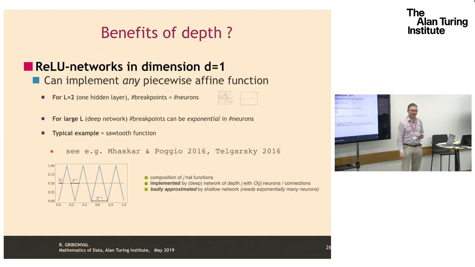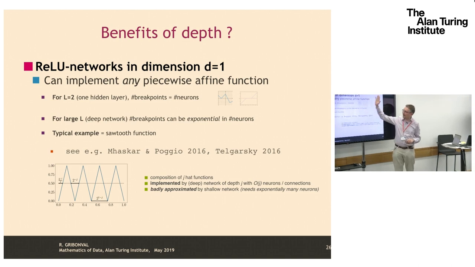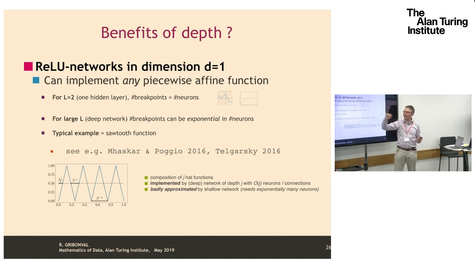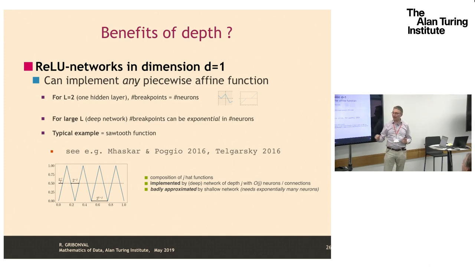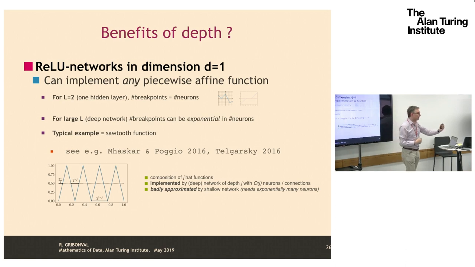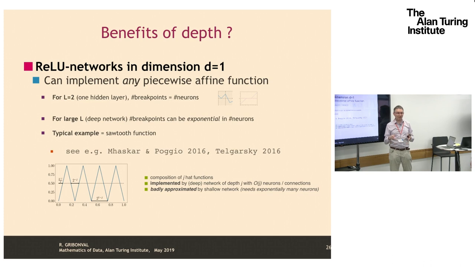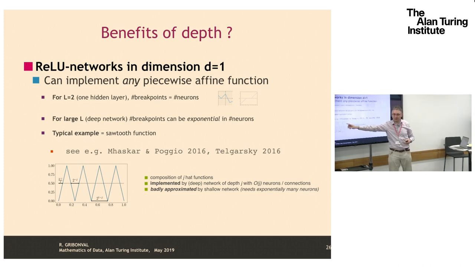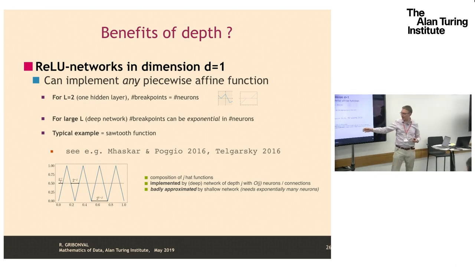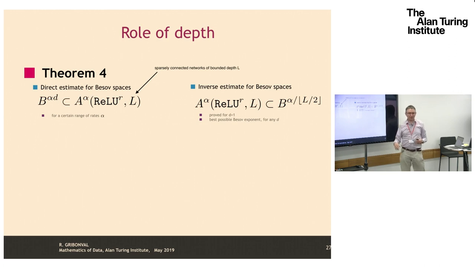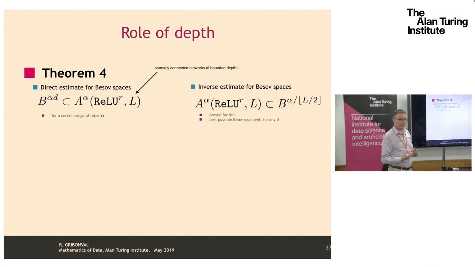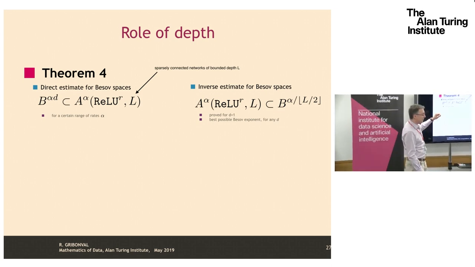So now maybe the role of depth in 3 minutes. As I said, with one layer you can implement any piecewise affine function in 1D. The number of breakpoints is related to the number of neurons. But for deeper networks, you can get exponentially many breakpoints with a given complexity. And a typical example is this sawtooth function, which is used to show that certain functions can be implemented by a deep network with, let's say, a linear number of parameters, but are badly approximated by any shallow network. And this type of function is exactly the ones we use to relate the function spaces, these approximation spaces, with classical function spaces.